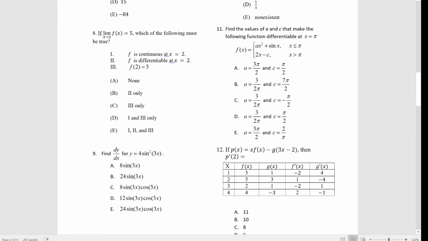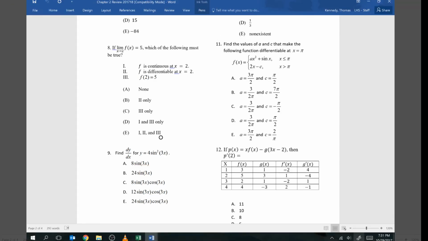11 is almost exactly our quiz question. Alright, I need to get this stupid cursor out of here. So for 11, we need to find the values of a and c that make the following function differentiable. So I need to plug pi in for x and set these two things equal.